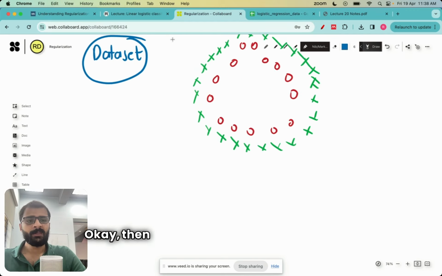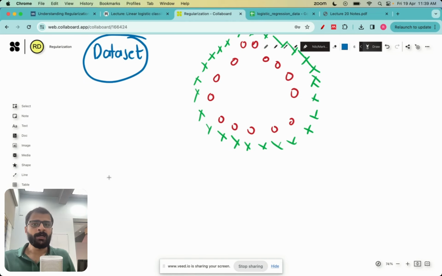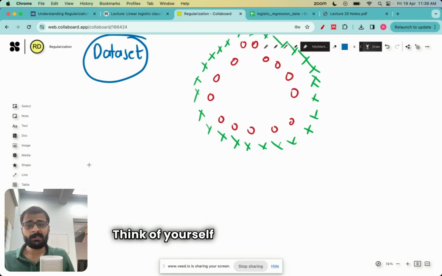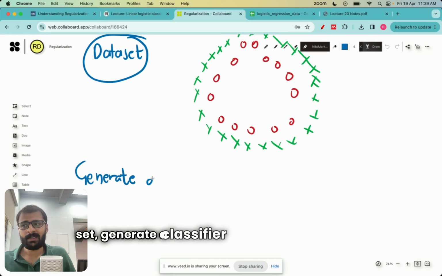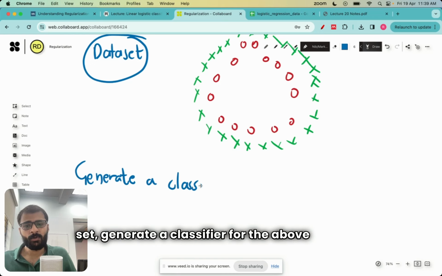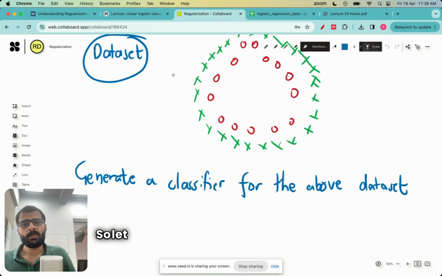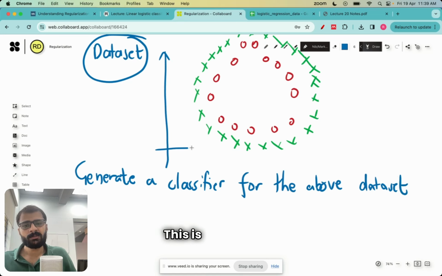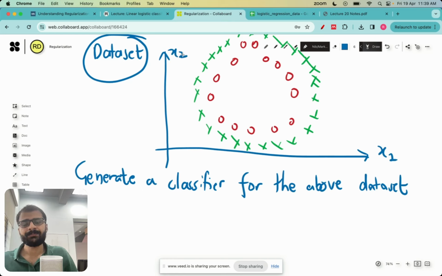Okay, then the goal is that, imagine someone is asking you this in an interview. Think of yourself as an ML engineer. So I'm asking you that, based on this data set, generate a classifier for the above data set. So let me also show the x and y axis here. This is x1 and this is x2.